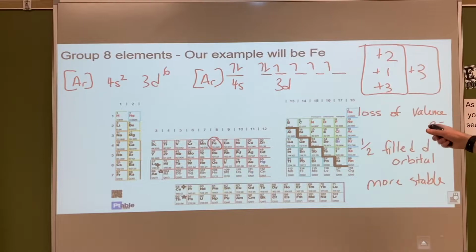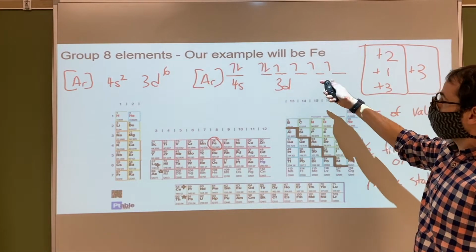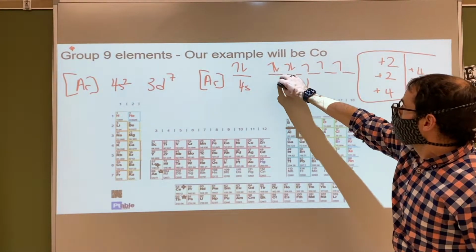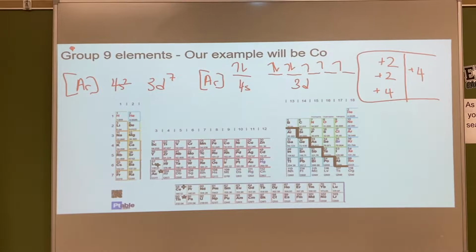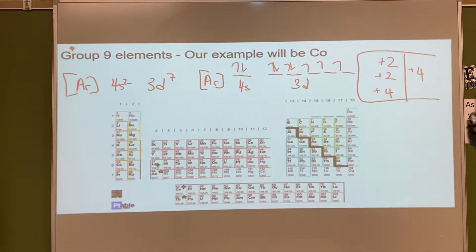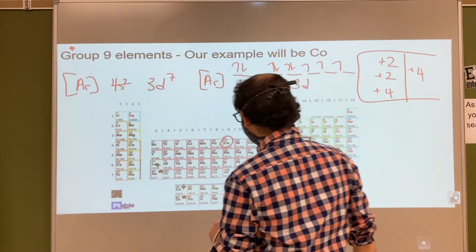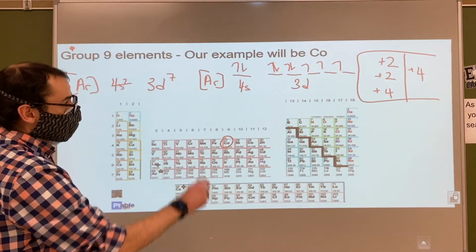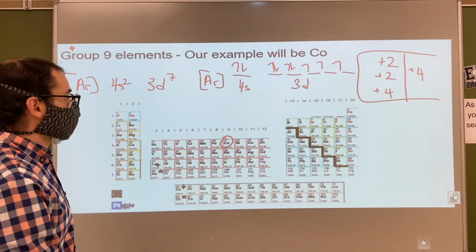What do you write down? Loss of valence electrons, same as the last one. Also, half filled d orbital, because if you get rid of these 2, then it's going to be half filled, and finally, it's more stable, all right? So iron, cobalt will have similar reasonings, just have to make sure you have the right charge for them.